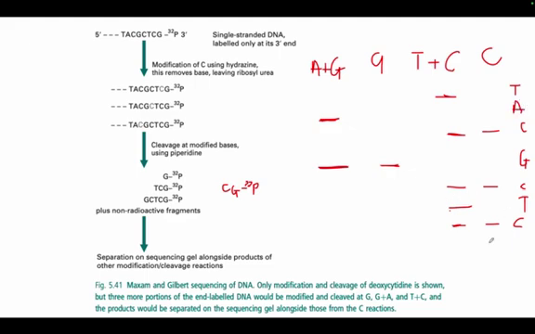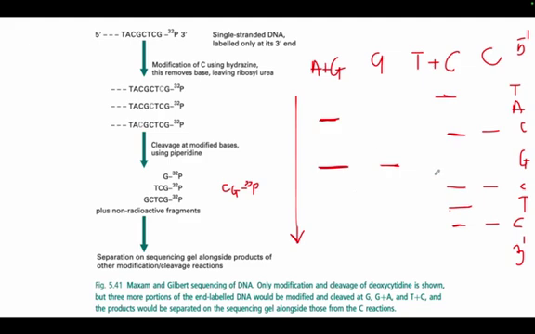Since we have labeled the 3' fragment, we will have to read the DNA sequence like this from 5' to 3'. So the DNA sequence is going to go like this. And this is essentially how we would read a sequencing gel in the Maxam-Gilbert method.